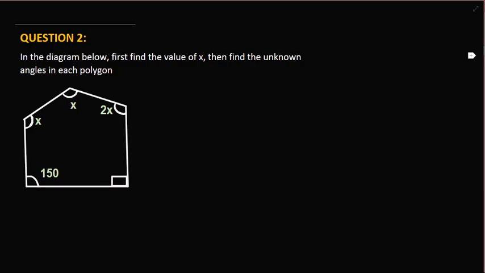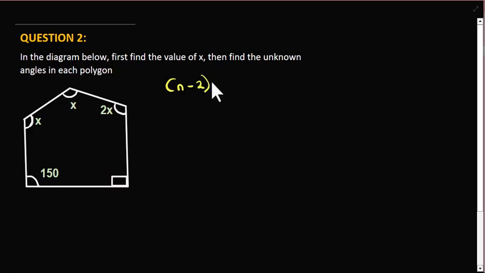This was the question I showed you earlier, and we're going to do this together. It says in the diagram below, first find the value of x, then find the unknown angles in each polygon. The first step is to solve for the value of x. Let's put down our formula first. The sum of interior angles in a polygon is n minus 2, brackets 180 degrees.